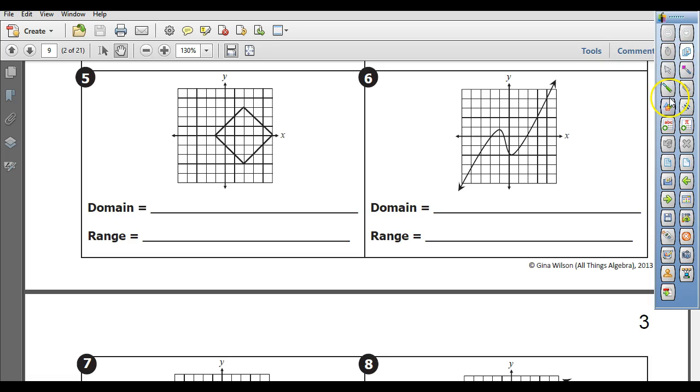Okay, so looking at 5. If I'm going across, I'm going to have right here and right here, right? So x has to be between what and what? 5 and 5. So x has to be greater than or equal to -5, and x is less than or equal to positive 5.